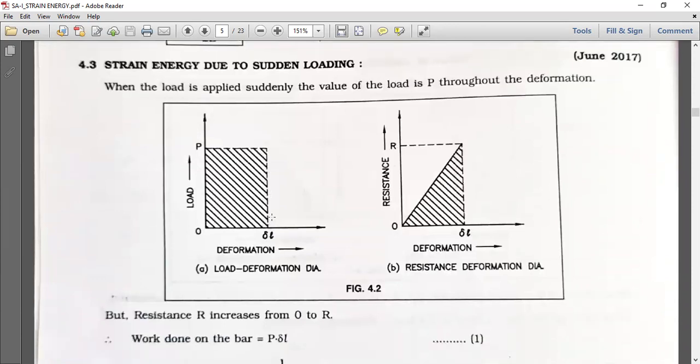Strain energy due to sudden loading. When the load is applied suddenly, the value of the load is P throughout the deformation. In the gradual loading case, we saw that the load versus deformation diagram and resistance versus deformation diagram are the same. But in this case, the load versus deformation diagram and the resistance versus deformation diagram differ.